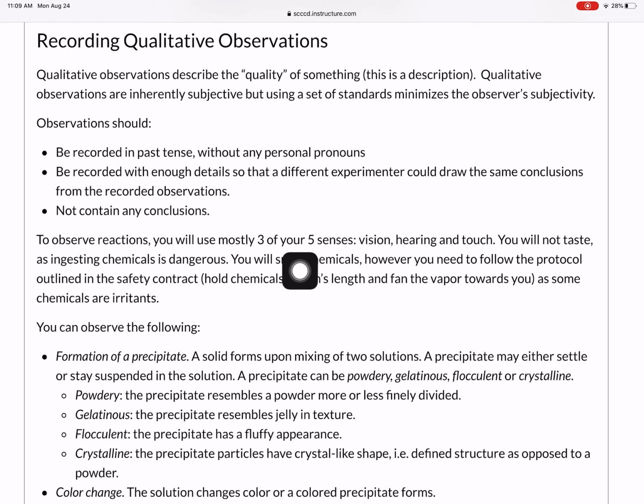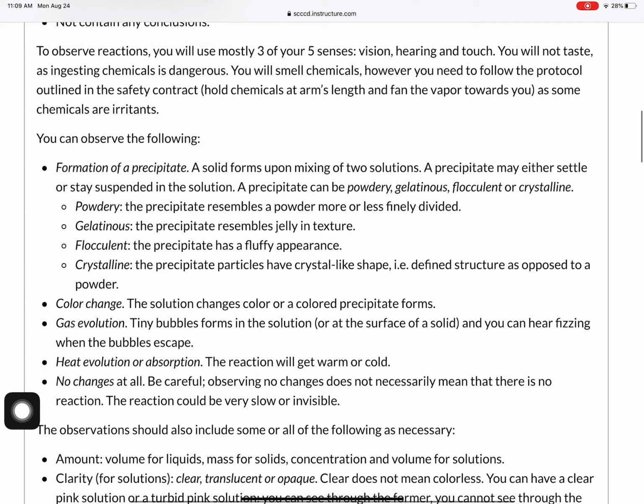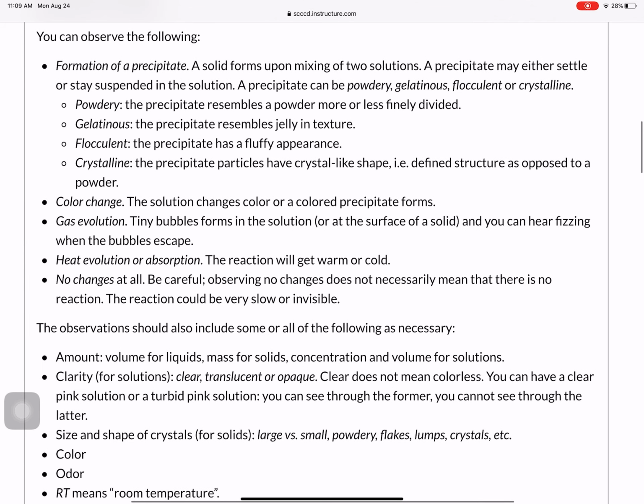So we're using our senses to make these observations, and then we have a long list of examples of different types of observations. Formation of a precipitate. So that's a solid that forms. That's going to happen in this experiment. Well, what's the precipitate like? Here are some common words. Flocculent is one that my students often enjoy. For some reason, it's just a humorous word. Flocculent. That means it's a fluffy precipitate.